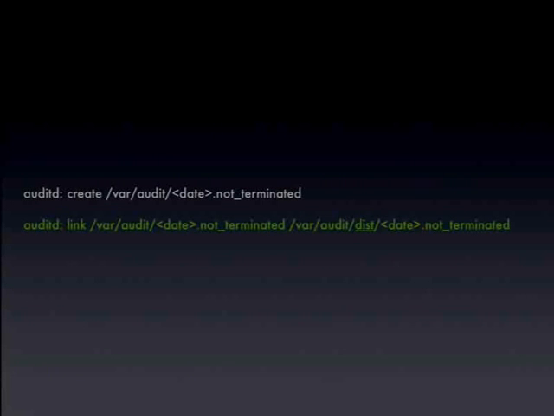I wanted auditdistd to be as independent as possible from other daemons like auditd, because in the case of auditd, it creates a trail file, which is suffixed with "not terminated", and auditd passes the file handle to the kernel. The kernel does all the writing. So I had to extend auditd to create a hardlink in the dist directory.